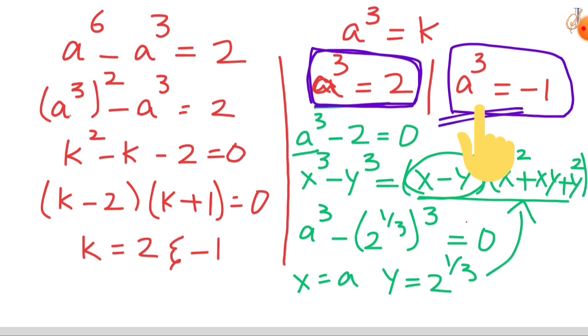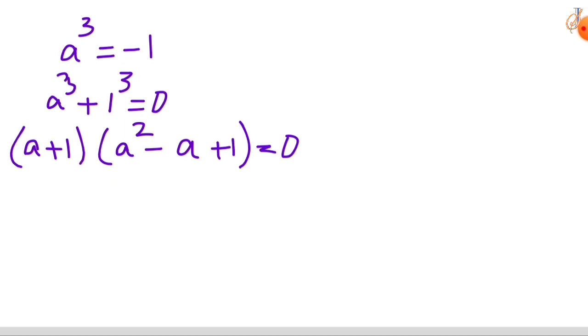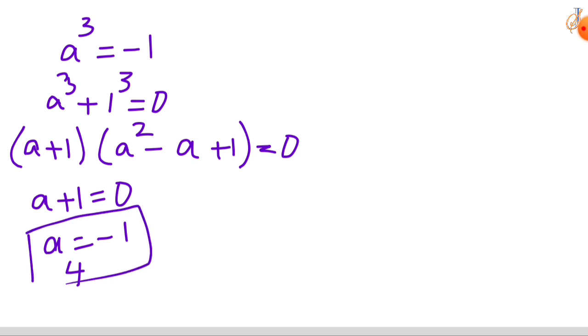Now we are going to use a power 3 equal to minus 1. This we can write as a power 3 plus 1 power 3 equals 0. Now apply the x power 3 plus y power 3 formula. According to that formula, we can write this as a plus 1 times a square minus ab, which is a times 1, which is a only, plus b square, equal to 0. So a plus 1 equals 0, which is nothing but a equals minus 1. This is the fourth root. Still we need two more roots because our expression is a power 6, which means we are going to get 6 roots of this equation.